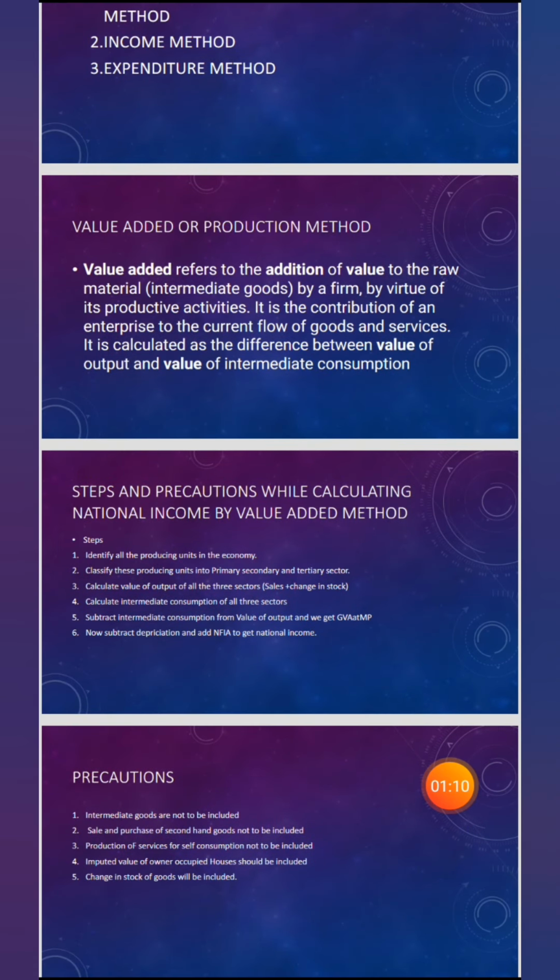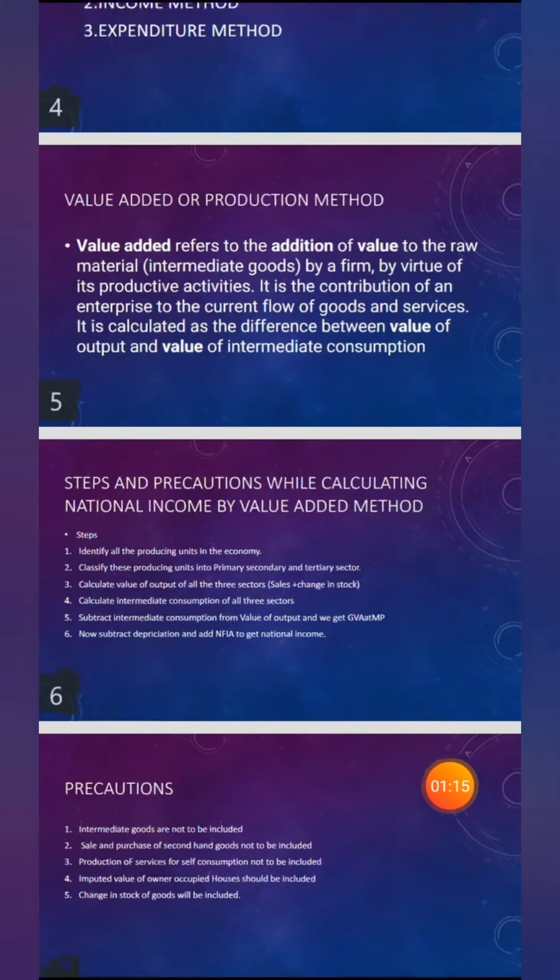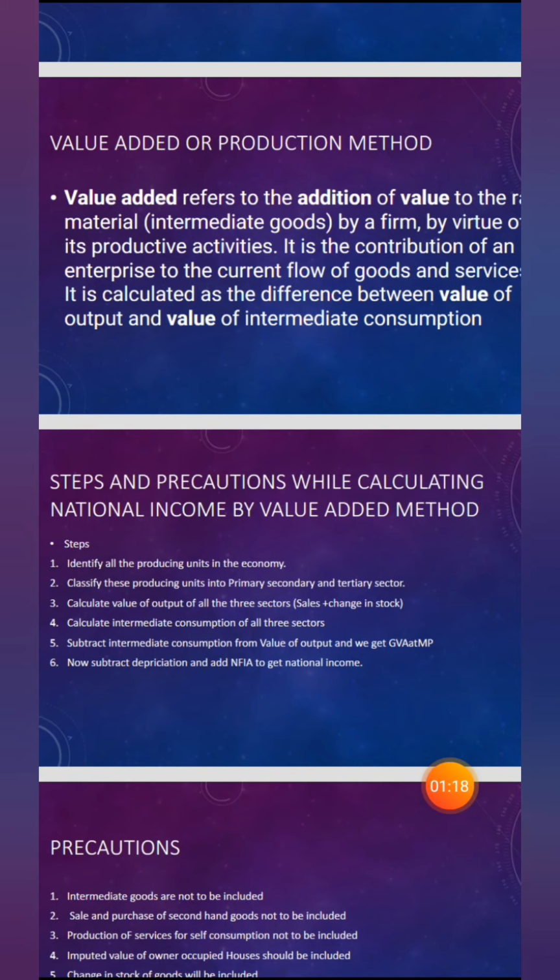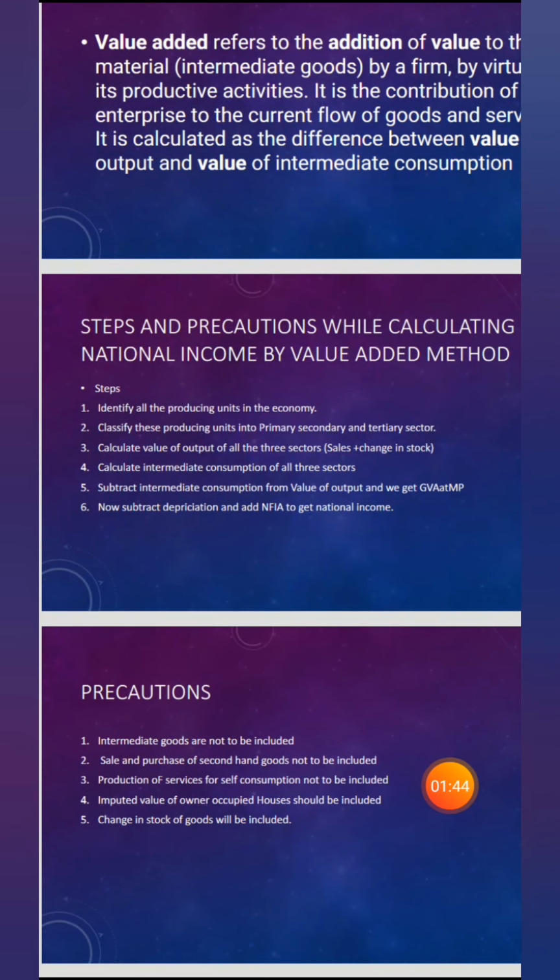Steps and precautions while calculating national income by value added method. Steps: identify all the producing units in the economy, classify these producing units into primary, secondary, and tertiary sector, calculate the value of output of all three sectors, calculate intermediate consumption of all three sectors, subtract intermediate consumption from value of output, and we get GVA at MP. Now subtract depreciation and add net factor income from abroad to get national income.